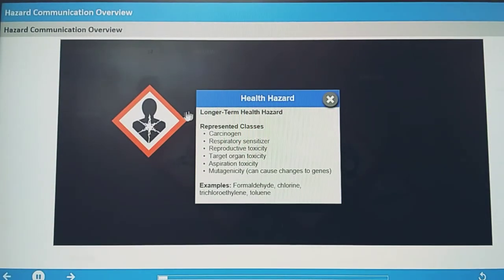The health hazard pictogram identifies materials that present the potential for longer-term health hazards. This pictogram represents materials classified as carcinogens, respiratory sensitizers, and those with the potential for reproductive, target organ, and aspiration toxicity, as well as mutagenicity, meaning they can cause changes to genes as a result of exposure. Materials bearing this pictogram include formaldehyde, chlorine, trichloroethylene, and toluene.